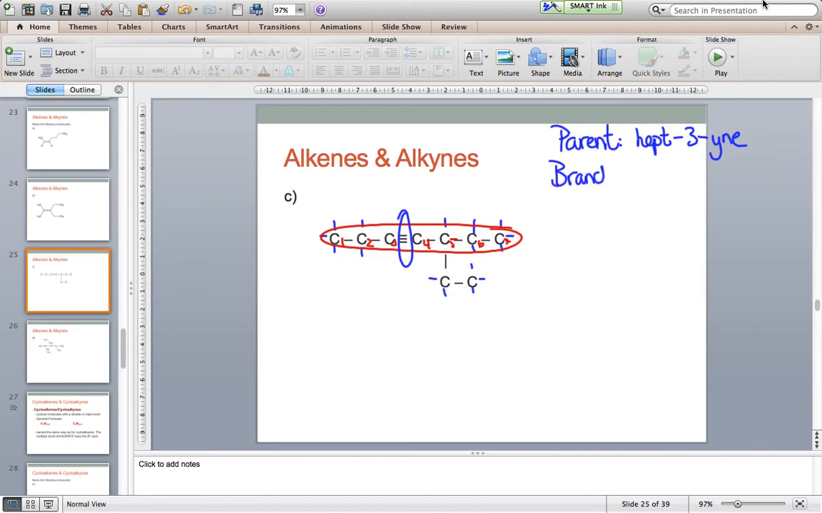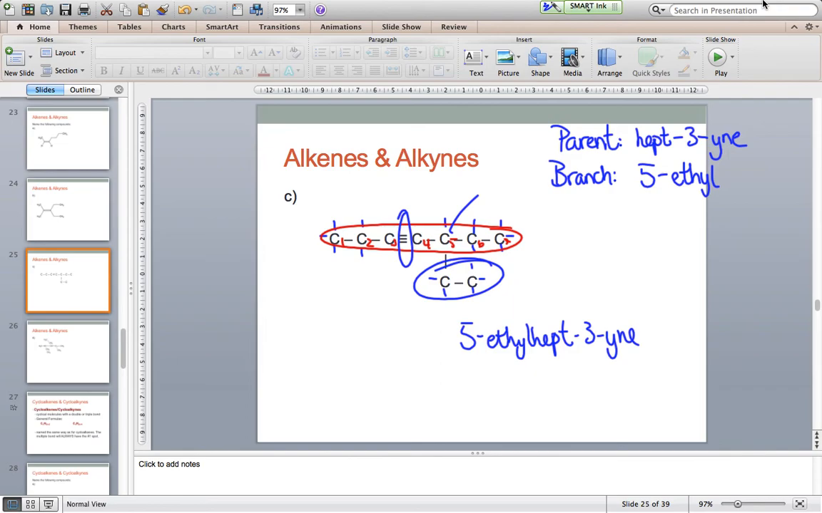Branch. Just one of them. This branch has 2 carbons in it. It comes off the 5th carbon in the chain, so it's a 5-ethyl. Putting the name of this all together: 5-ethylhept-3-yne. As you can see, that's why I put alkenes and alkynes together, because the rules for naming them are exactly the same. Whether you're talking about a double bond or a triple bond, the only thing you have to keep in mind is what that suffix is going to be.